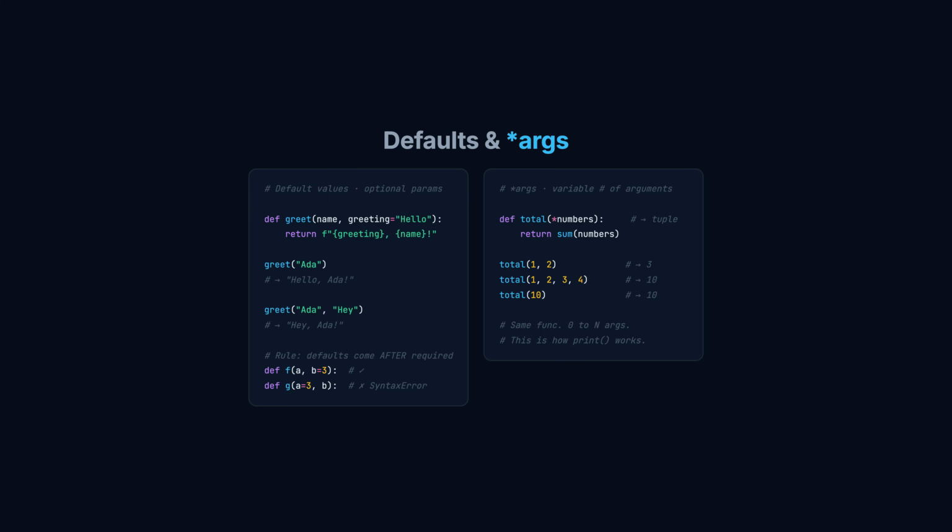Now star args. On the right, def total(*numbers): return sum of numbers. That star is the magic. It tells Python to collect however many positional arguments the caller passes and put them all in a tuple called numbers. Inside the function, numbers is a regular tuple. total(1, 2) gives you 3. total(1, 2, 3, 4) gives you 10. total(10) gives you 10. Same function. 0, 2, 4, 100 arguments. It works. That is how print works. That is how a lot of library code works.